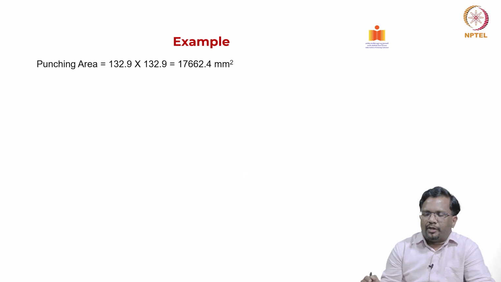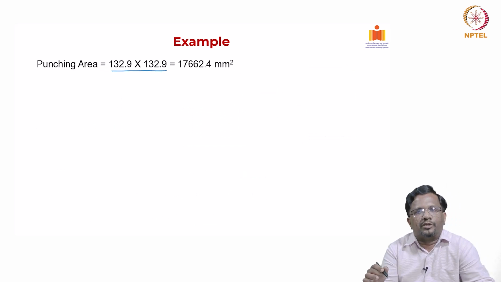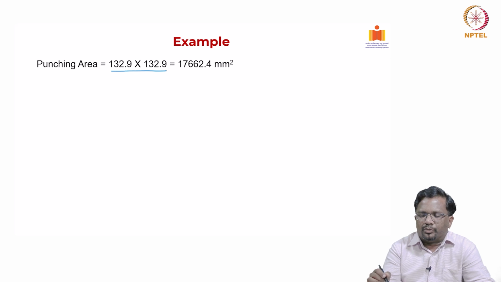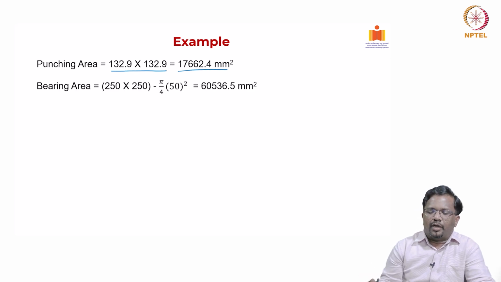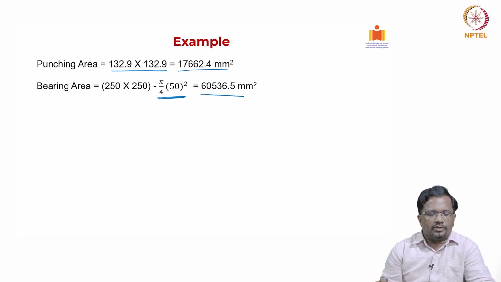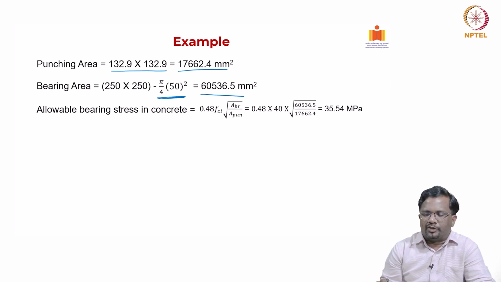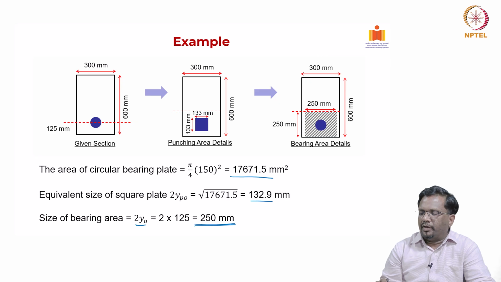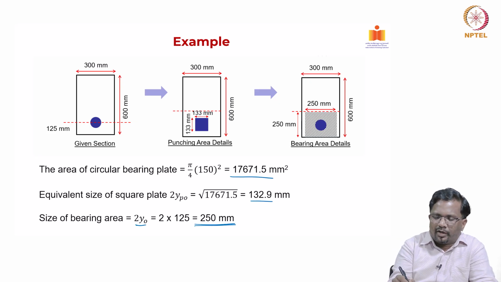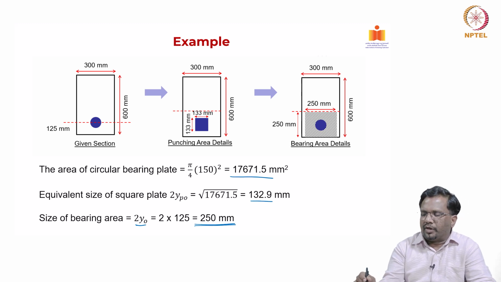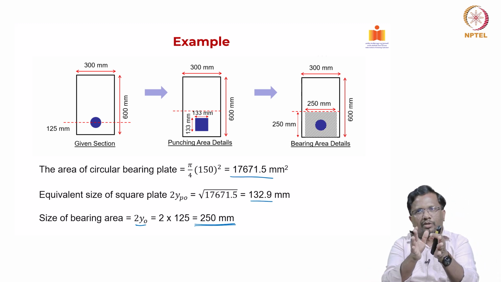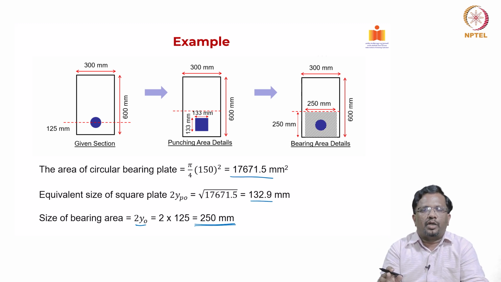Now, what is the punching area? Punching area will be just the size of the square plate, which is 132.9 into 132.9. So, this is the same, and bearing area is basically the entire 250 by 250 minus the area of the duct, which is this. As we have seen, punching area will be small, bearing area will be high. Now, how do we get the bearing area? So, basically you go back, this is 125 mm, and then you double it. Now, this side also you will get the entire area as your punching area, because now the concrete is basically going to act like a frustum.